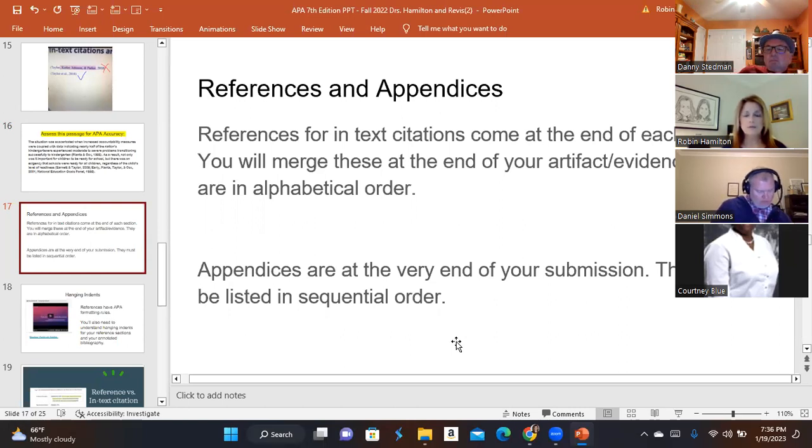Your references do come in alphabetical order. And so that is next to last. And then your appendices, all the Appendix A, B, C, and all that, come at the very, very end. And they are also listed in sequential order as they are found in your paper. Your first appendix will be your email to your principal asking for permission to establish a PLC, and then your principal's response that you have permission to do that. That will be your first appendix.